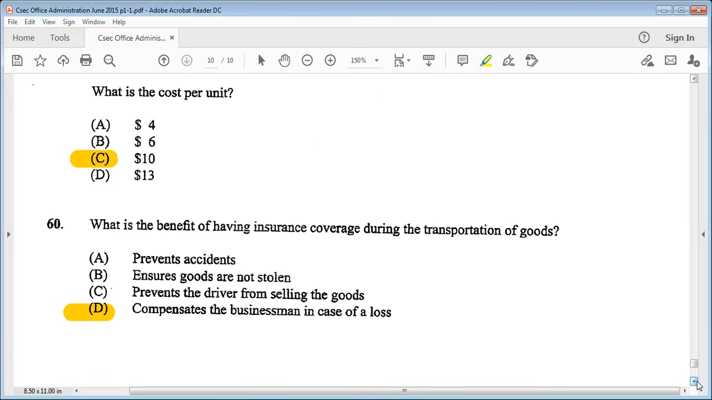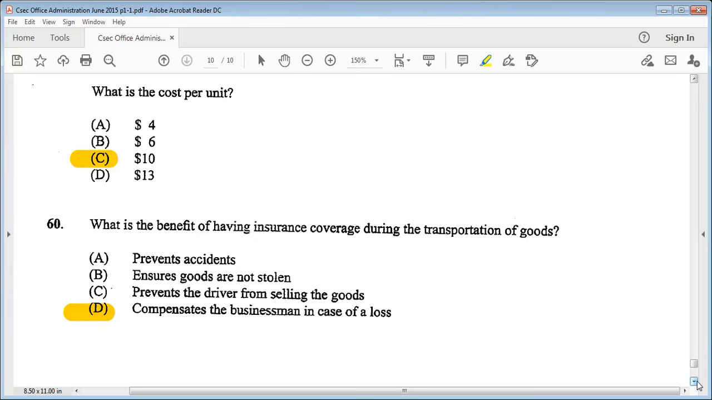What is the benefit of having insurance coverage during the transportation of goods? A, prevents accidents. B, ensures goods are not stolen. C, prevents the driver from selling the goods. And D, compensates the businessman in case of a loss. We know our answer is D, compensates the businessman in case of a loss.